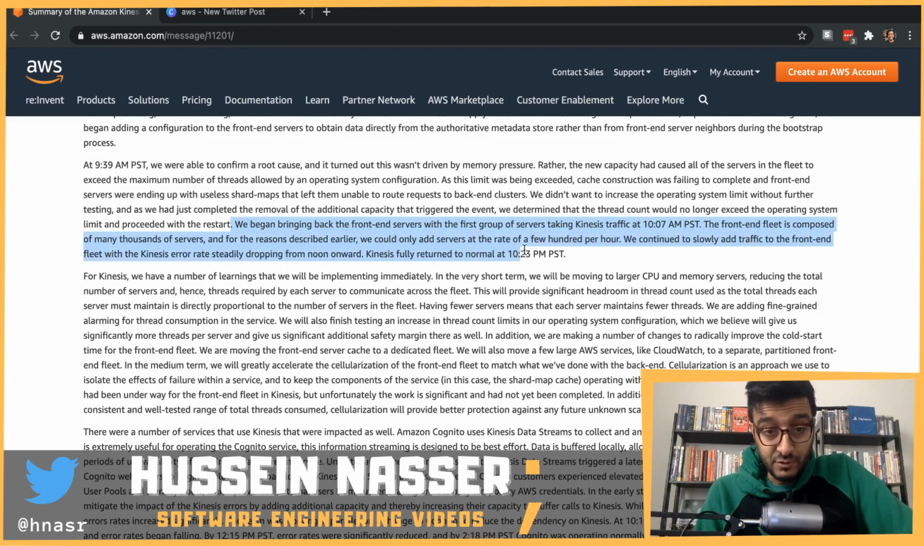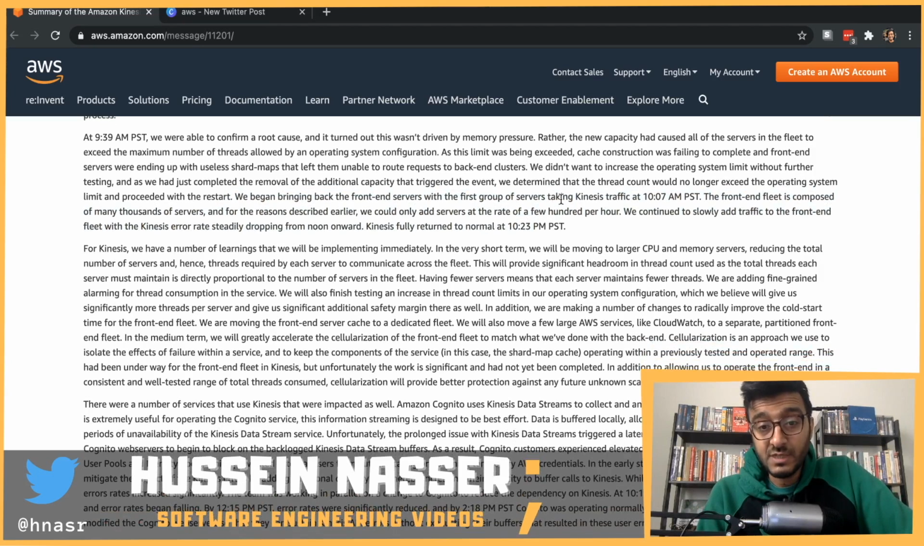We began bringing back the front-end servers, with the first group of servers taking Kinesis traffic at 10 a.m. So they started rolling back, starting everything at 10 a.m. in the morning. That's the morning of the 25th, I guess. The front-end fleet is composed of many thousands of servers. Many thousands. They didn't say how many. And for the reasons described earlier, we could only add servers at a rate of a few hundred per hour. So they can add a few hundred per hour. Oh, all right. It's not just one server per hour. Okay, that makes better sense.